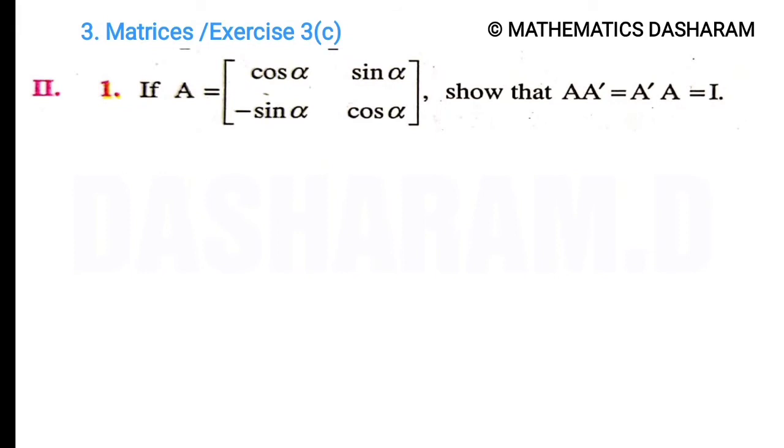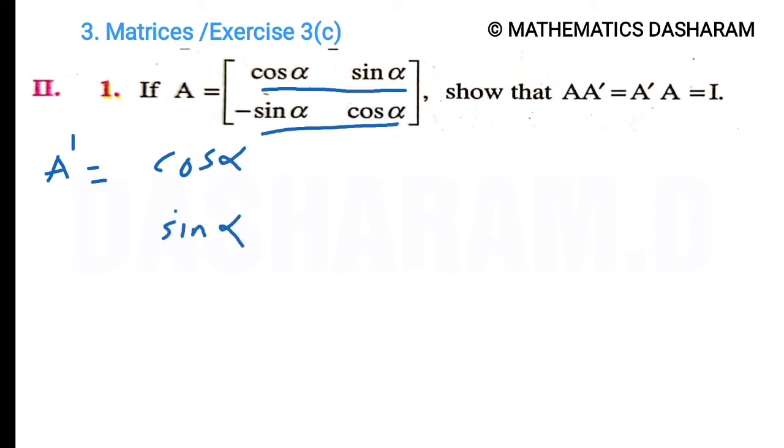Second bit, first problem. If A equals cos alpha, sin alpha, minus sin alpha, cos alpha, then show that A into A dash equals A dash into A equals I. So I means identity matrix, A dash means transpose of the matrix. So let's find the A transpose first. Here the first row becomes the first column in the transpose matrix, the second row becomes the second column in the transpose matrix. So this is the A dash answer.